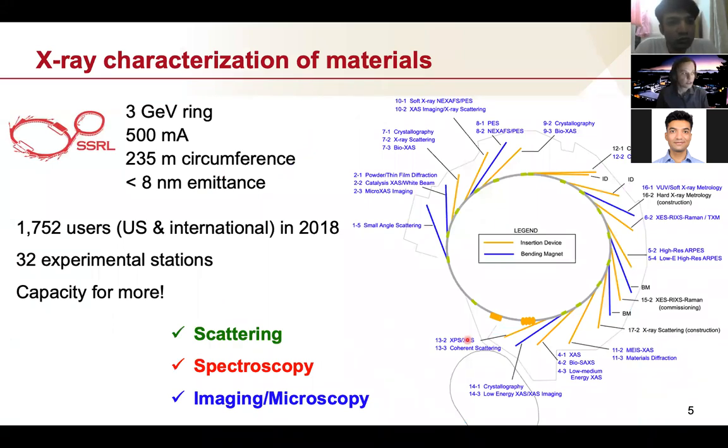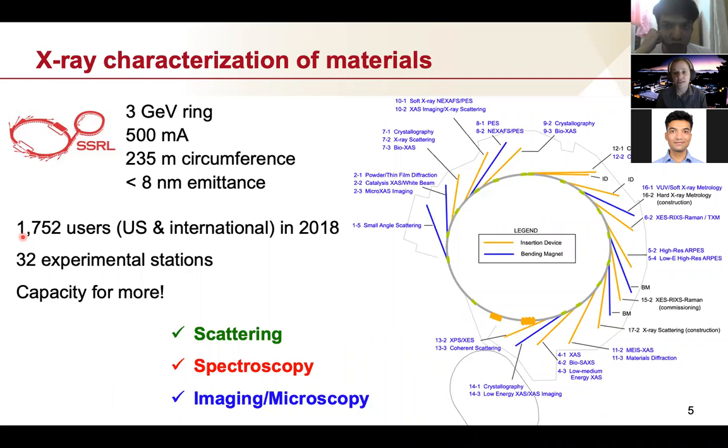So we use X-rays to characterize materials. We also have a large biology section as well, but my research has been focused on materials. Little more specifics of the ring are given here. I'm not going to go through them, but we do have a bunch of US and international users. So we have almost 2,000 users a year.